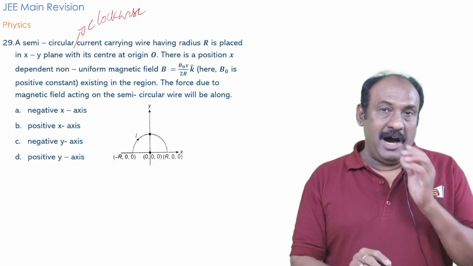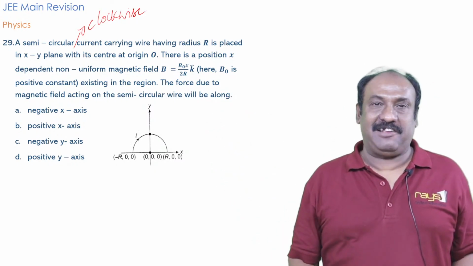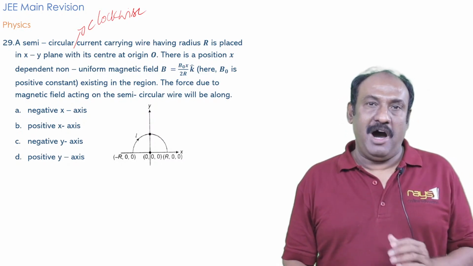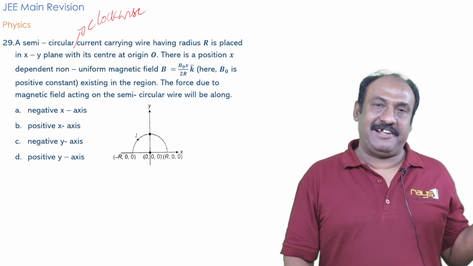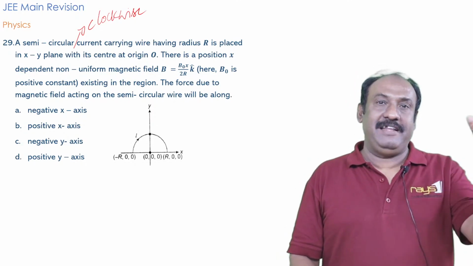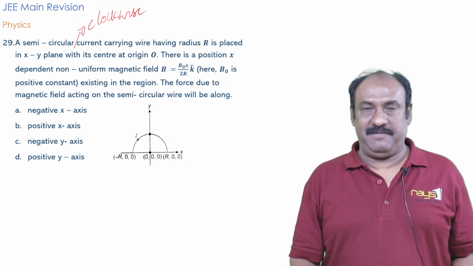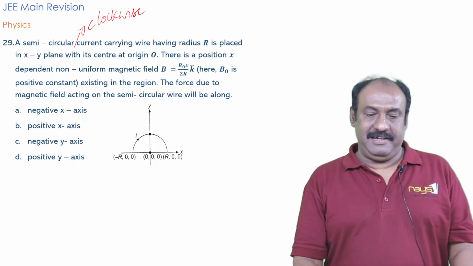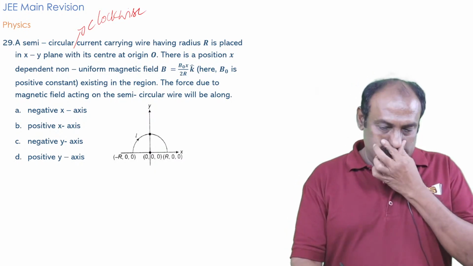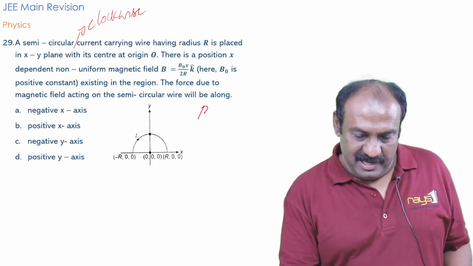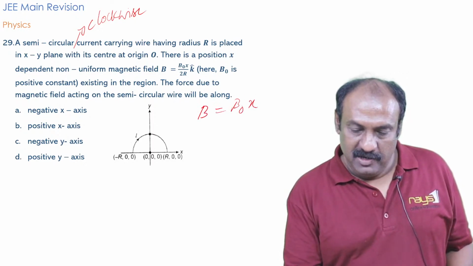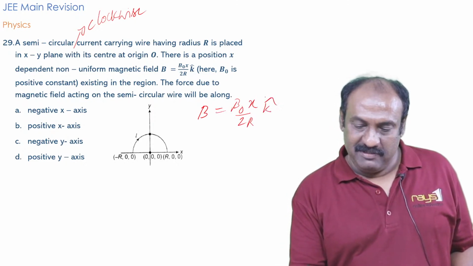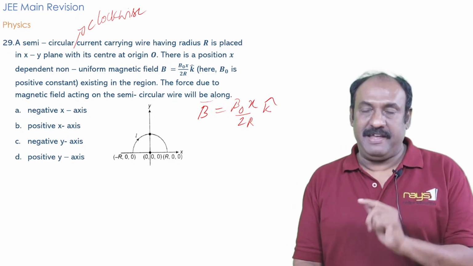When we move from origin along the positive x direction, the B value increases because x is positive. When we move along the negative x direction, the B value decreases and it reverses its direction. Here B equals B naught into x by 2r. Depending upon the value of x, we consider the direction of B.